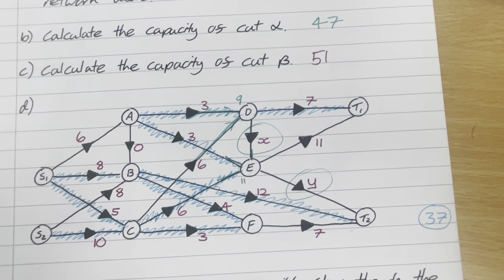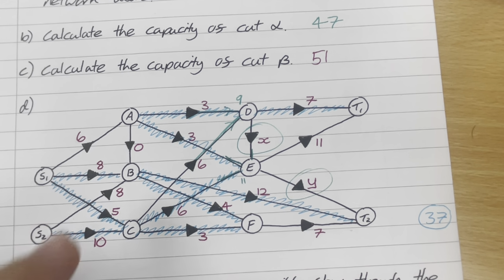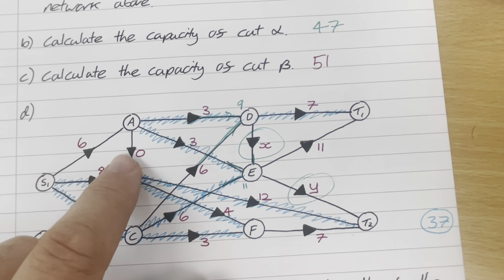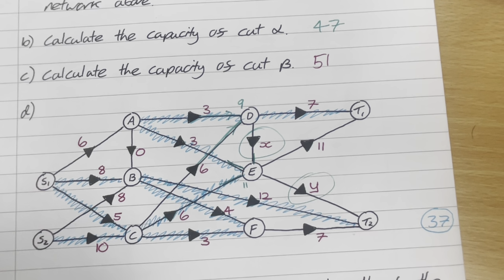So the minimum cut will go through only saturated pipes or pipes facing the wrong way. So I can go through, this one's got 0 on it, so it might go through one of those two. It won't go through any others because it will have a 0 flow through it if it's facing the wrong way for a maximum flow.